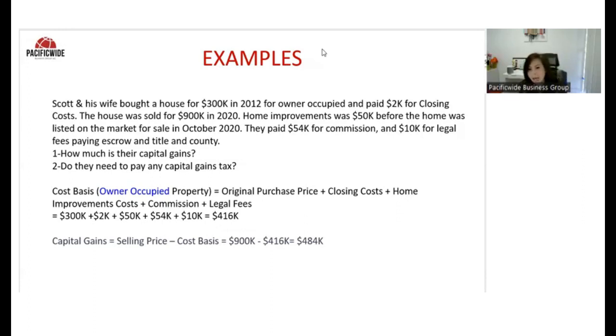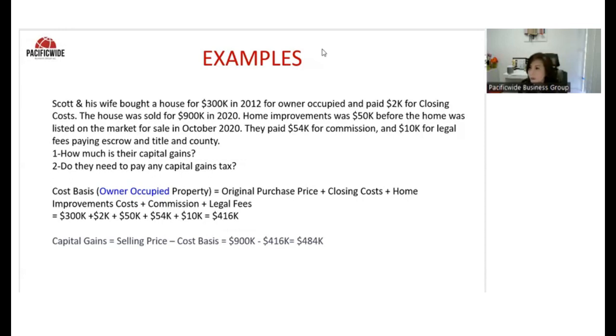Okay, so when we add up all those numbers, the total cost basis comes out at 416,000. So the selling price is 900,000 minus the cost basis of 416,000. So the capital gains in this case is 484,000. So Scott and his wife, they own the property together, and this is their owner-occupied home.